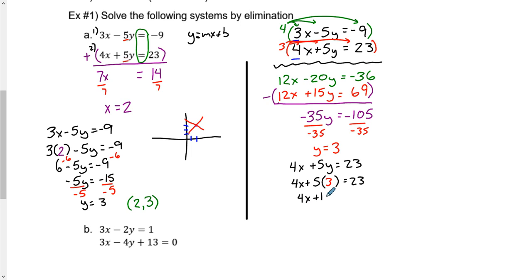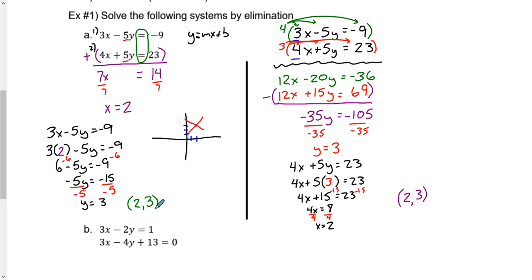Five times 3 is 15. Subtract my 15 over to get the x by itself. 4x equals 8. Divide by the 4. And x equals 2. So if x equals 2, y equals 3, our coordinates are 2, 3.